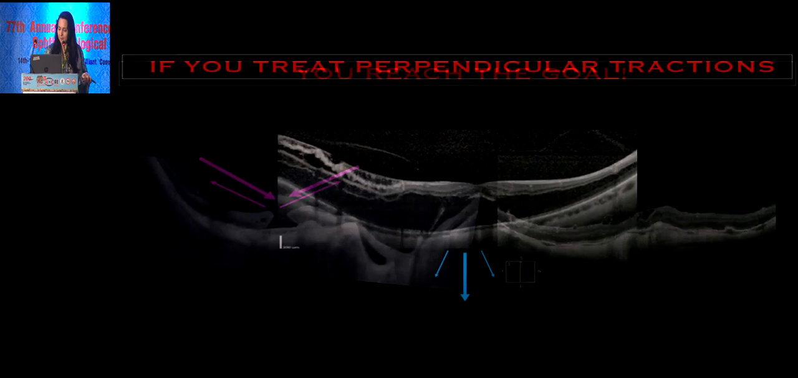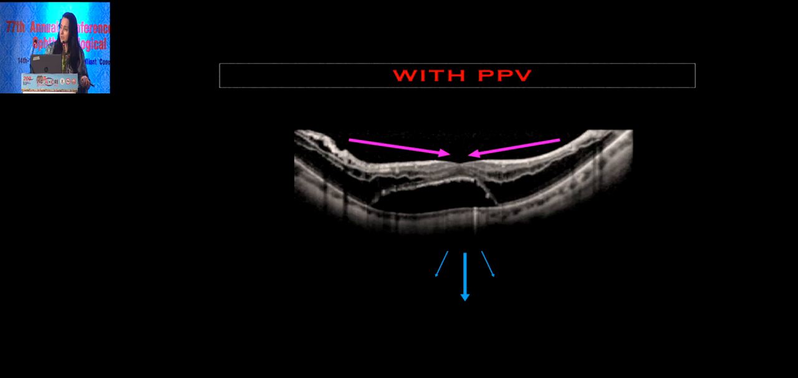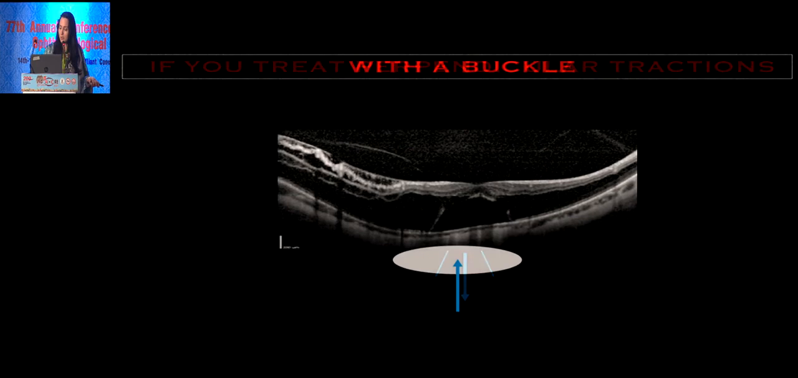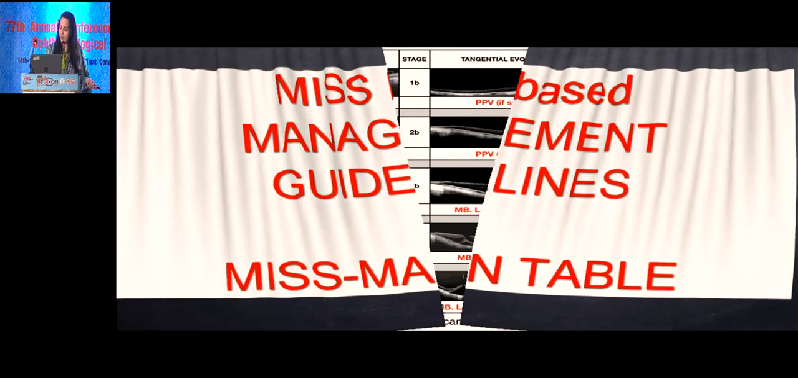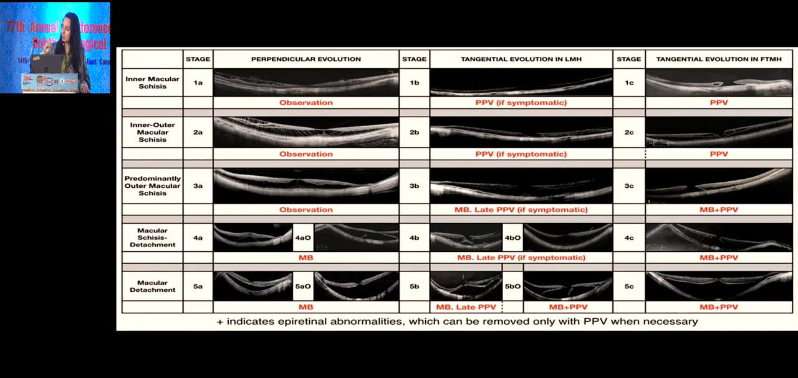But if you have a perpendicular traction and a detachment, if you do pars plana vitrectomy, you don't solve it. If you apply a buckle, it will solve the problem very quickly. So the proposal of the guidelines was based on the observation of the response of tissue to treatment, the right and the wrong one. So I hope it will be helpful in the end. Thank you, and with this we will conclude the session.